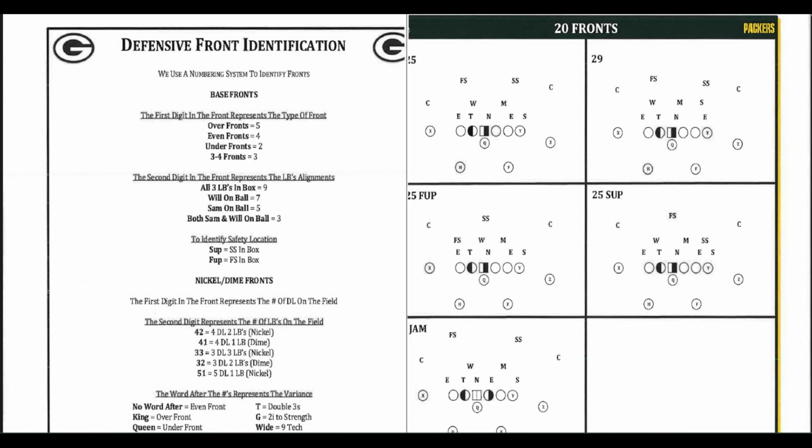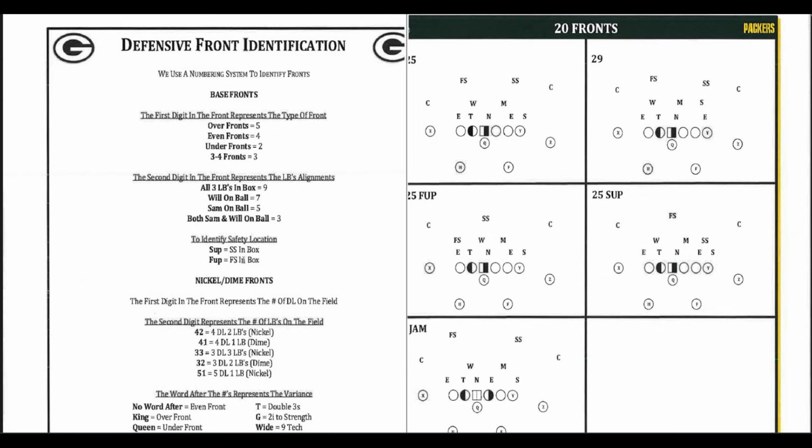The first digit is the front, which represents a type of front. You have over fronts that are represented by a 5, even fronts that are a 4, under fronts that are a 2, then 3-4 fronts are a 3. Then the second digit refers to the linebackers and their alignment. All linebackers in the box, you've got a 9 at the end. Will on the ball is a 7. Sam on the ball is a 5. And both the Sam and the Will on the ball is a 3.